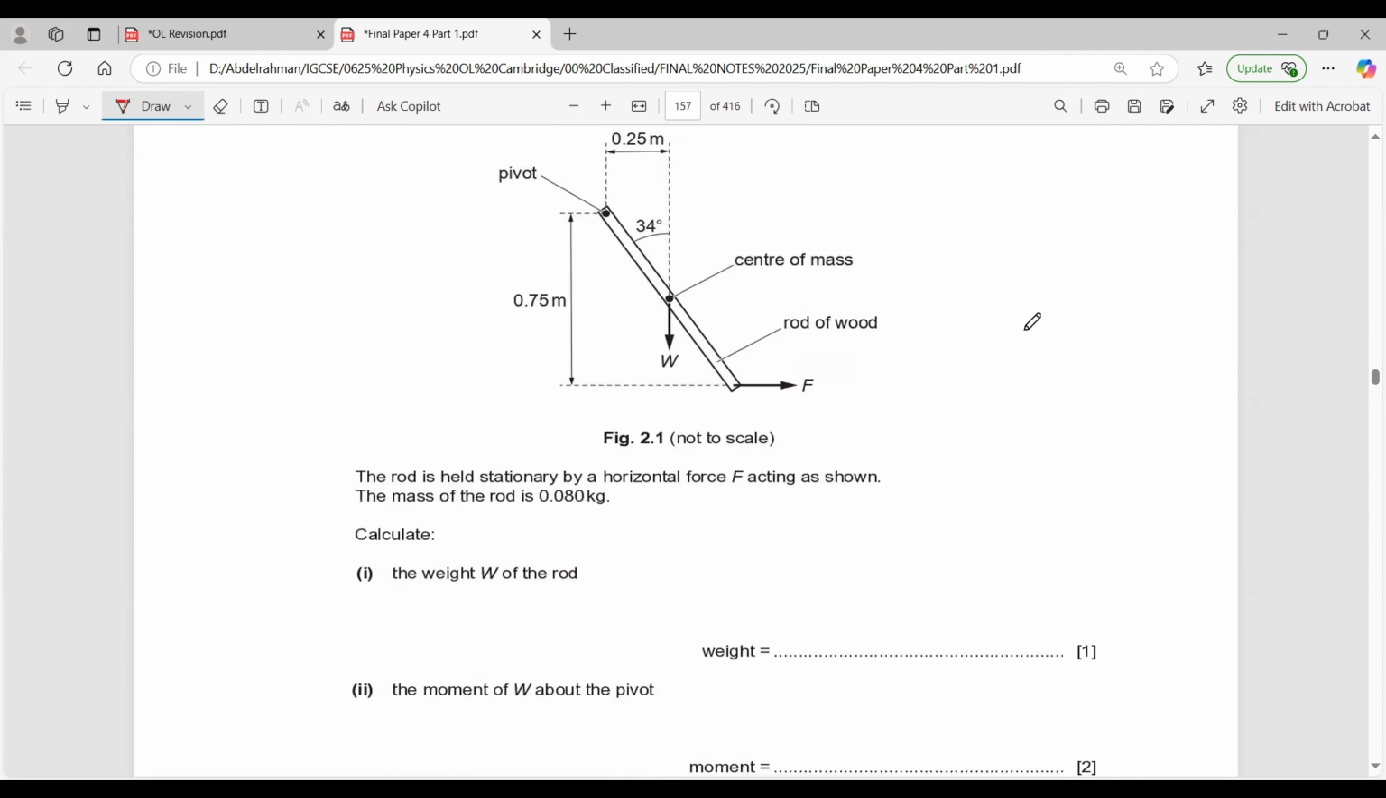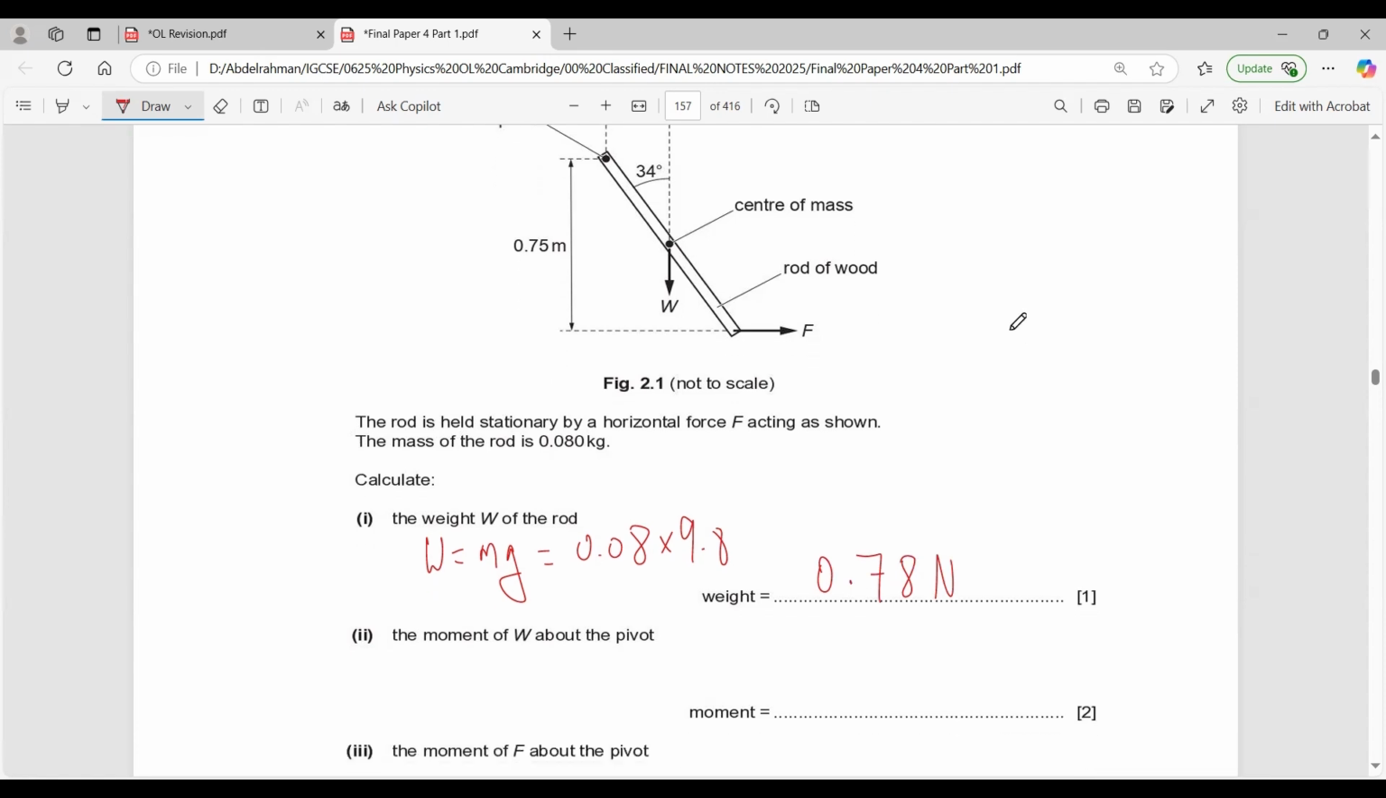The rod is held stationary by a horizontal force acting as shown. The mass of the rod is 0.08 kilograms. Can I find the weight of the rod? Yes, we can find the weight of the rod. W equals mg. 0.08 times 9.8. What is 0.08 times 9.8? It is 0.784.